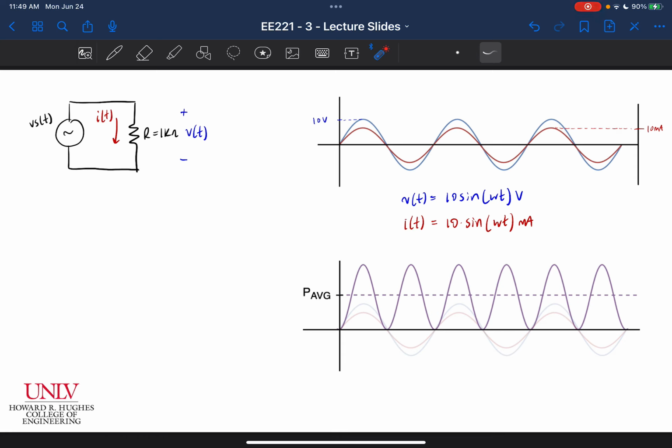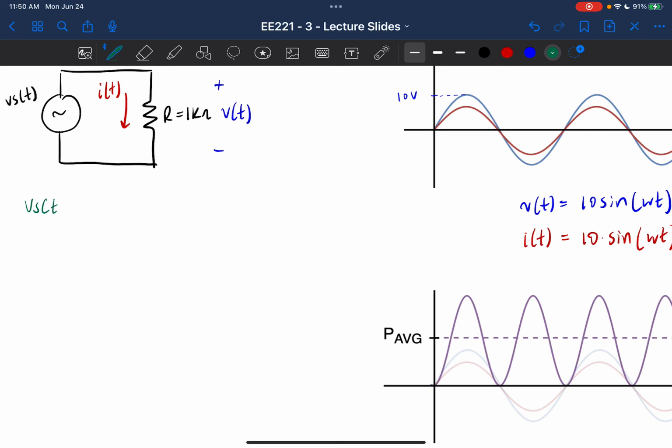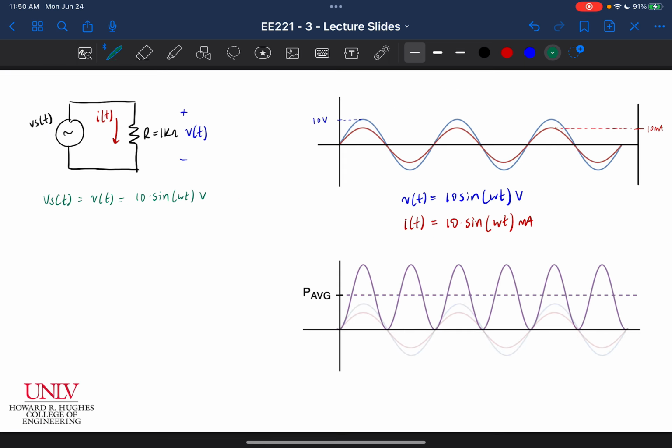But what's really important to note is that these waveforms are also valid if we are looking at the power, not the power dissipated by the resistor, but the power supplied by the source, okay? So right here, we're looking at V of t, which is the voltage across the resistor. But we could have also been looking at Vs of t, the voltage of the source, right? If I write Vs of t, it's equal to V of t here, which is 10 times the sine of omega t volts, which is exactly what we have for V of t.